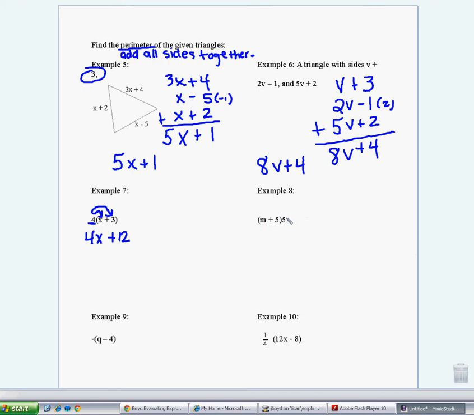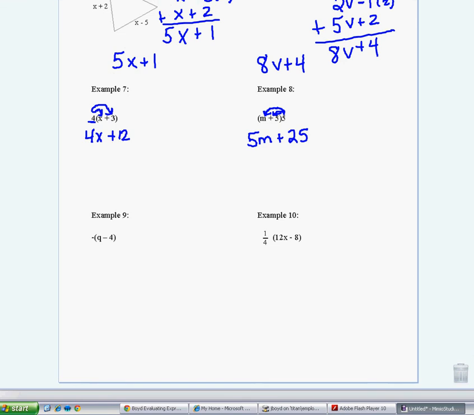Sometimes you'll see the number on the right side of the expression instead of the left. We're going to do the same thing. I'm going to distribute. I'm going to take 5 and multiply it to everything inside of the parentheses. So 5 gets multiplied to m. 5m plus 5 times 5 is 25, and this is my simplified expression.